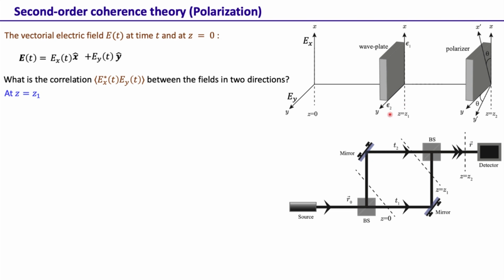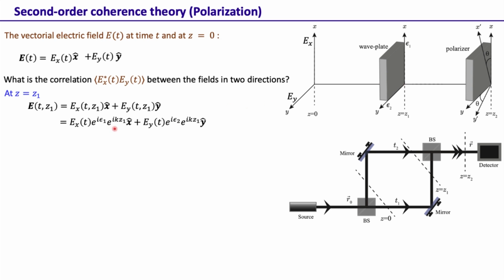Let's look first at what the field is at z equal to z1, where we have put our wave plate. At z equal to z1, we can write the electric field like this. At any plane, for example z equal to z1, the vectorial field E(t, z1) has a component in the x direction, which we are calling Ex(t, z1), and a component in the y direction, which we are calling Ey(t, z1). Now what is Ex(t, z1)? Ex(t, z1) is the field Ex(t) that is at z equal to 0. This field propagates up to this point z.